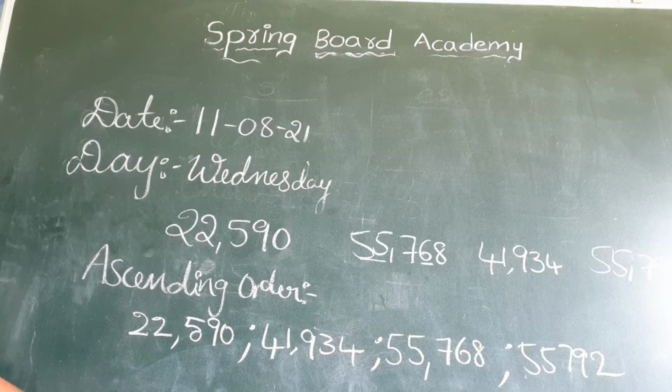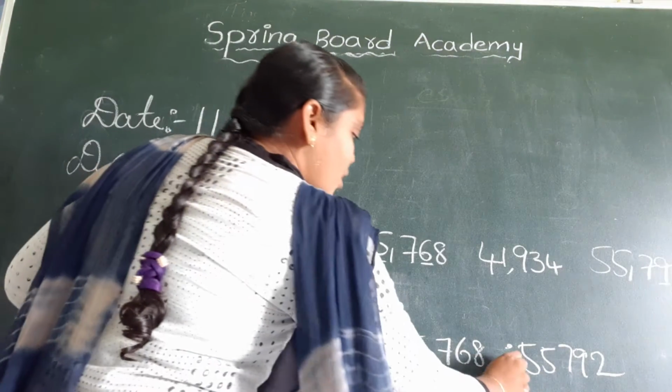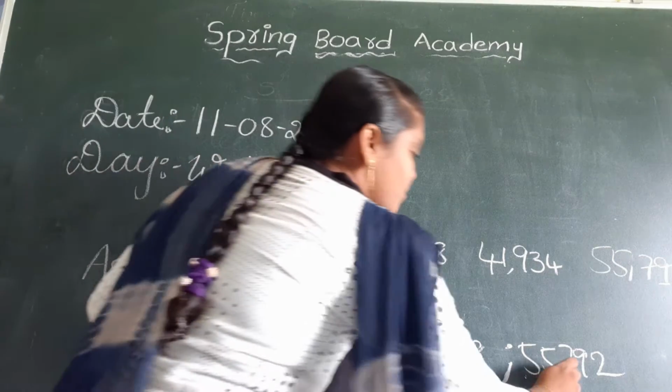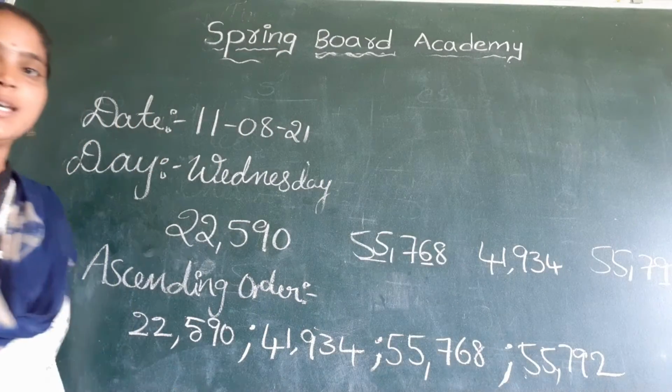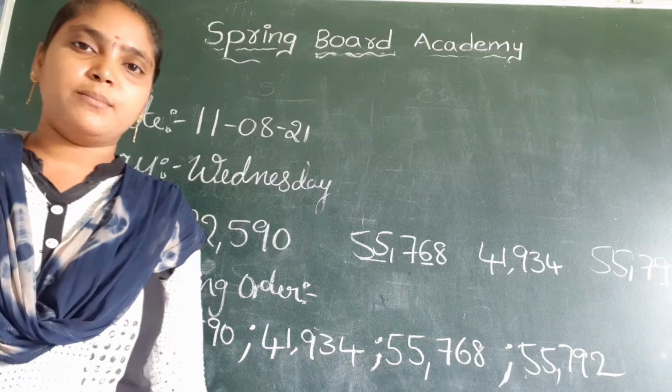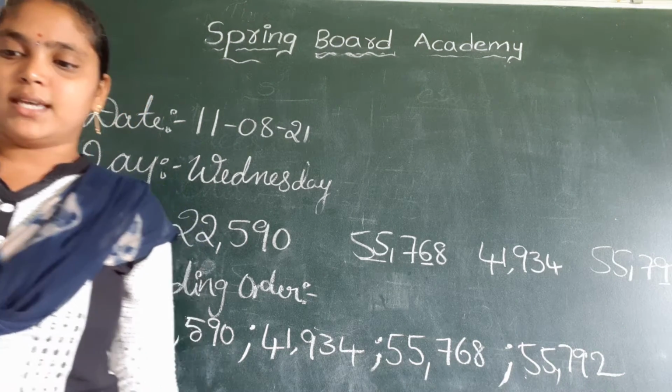Okay, here you can check children. Here I arranged these numbers from smallest to biggest. So this is ascending order. Ascending order means arranging numbers from smallest to biggest.